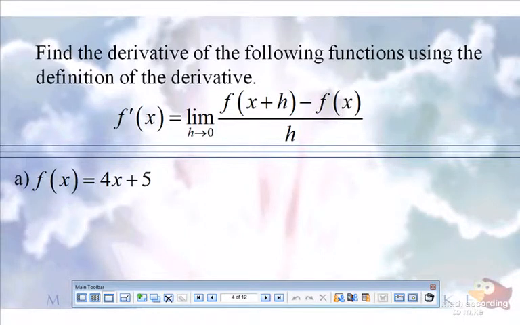Find the derivative of the following functions using the definition of derivative. So we're just copying out the definition of derivative, which is right here. If you don't want to rewrite it, you don't have to. f of x equals 4x plus 5.